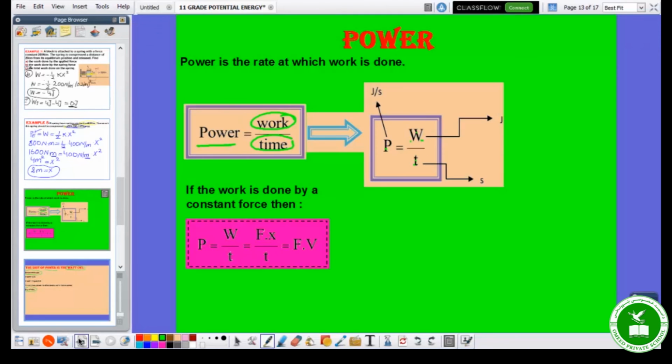Here we can have different cases of formulas, like force times displacement divided by time. You know, distance divided by time is velocity, right? Then force times velocity also will be power.